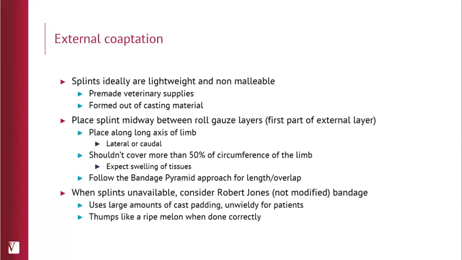Now, in general medicine, if we don't have access to splints, we can use a Robert Jones bandage. So this is not the modified Robert Jones, which is small and relatively mobile. These are gigantic, big, thick bandages where you're using a huge amount of cast padding. So it's going to thump like a ripe melon if you thwack it with your finger. And it's pretty unwieldy for patients to move around in, but it does do a very good job of preventing basically any part of the limb that is under that bandage from being able to move. So that is something to consider.